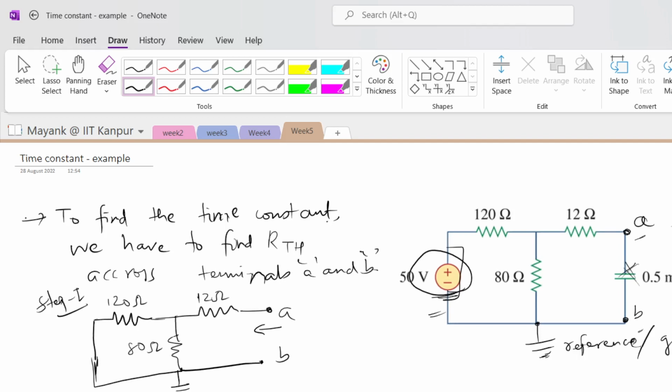We have to find out the equivalent resistance, R equivalent here. So what is the equivalent resistance here? You see that this 120 ohm and this 80 ohm are in parallel, right? This particular terminal is shared for both, and this particular terminal is also common for both. So these two are in parallel. So what will be the equivalent resistance? It will be 120 times 80 divided by 120 plus 80, which is 120 times 80 divided by 200. It becomes 48 ohms, right?